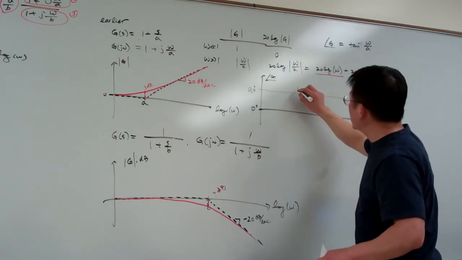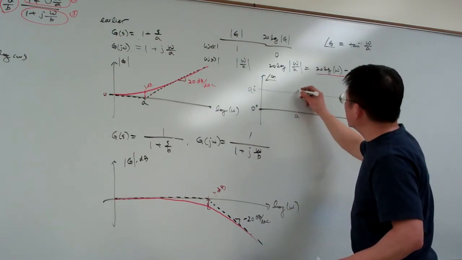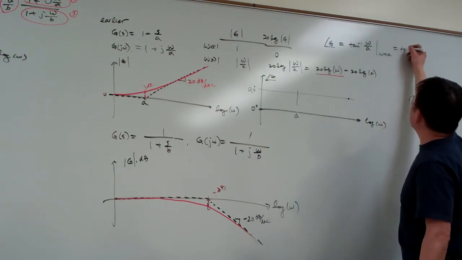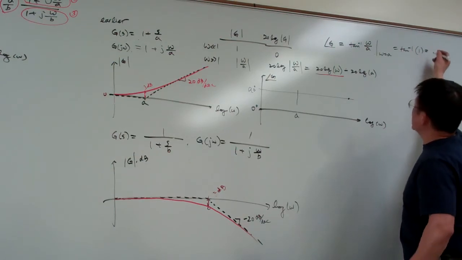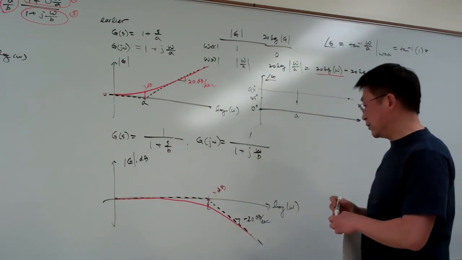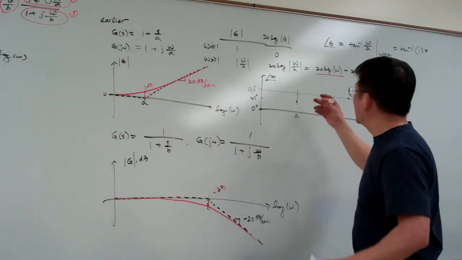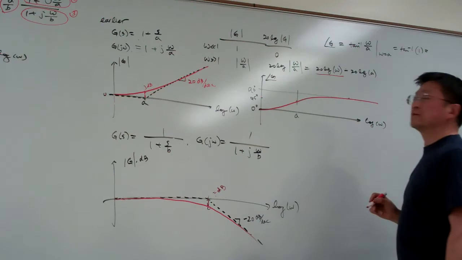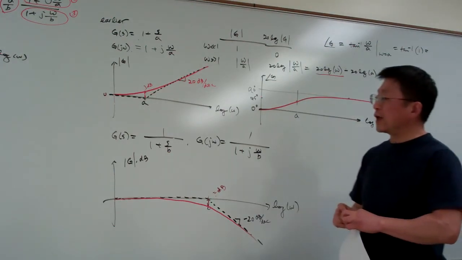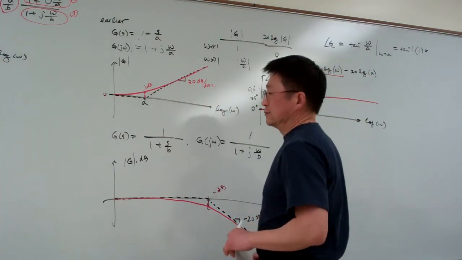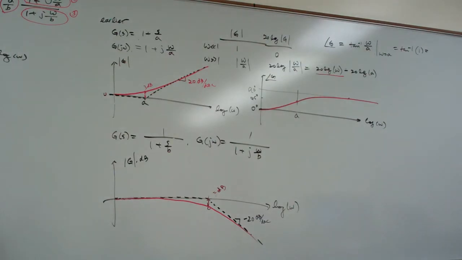And then at the corner frequency, when omega equals A, that is arctangent 1, so that is 45 degrees. So at the corner frequencies, we have this one, and the approximation for this is something like this. Now for this case, let me redraw this one here.